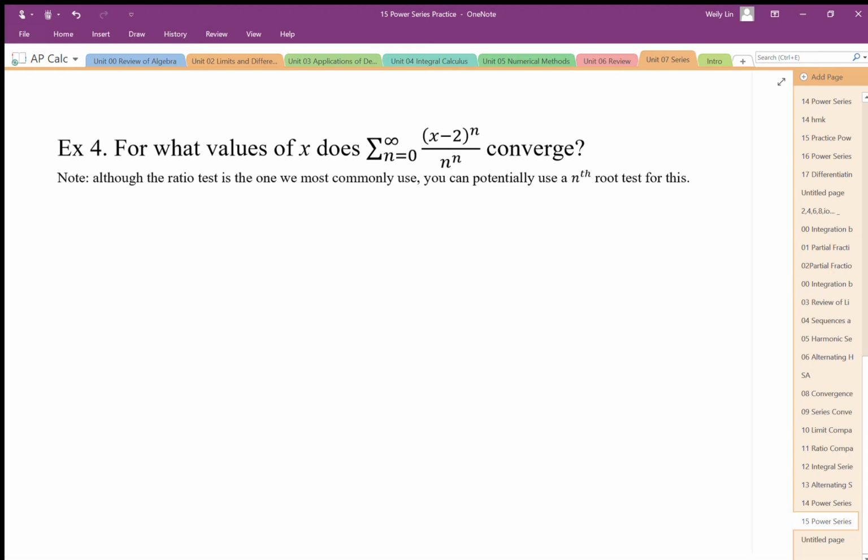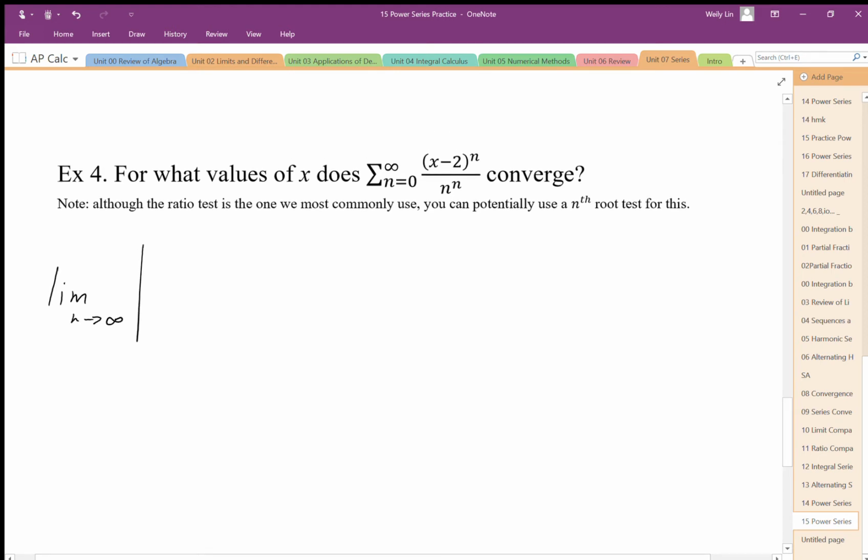Okay, so again, we want to set up our ratio test first. We want to figure out our radius of convergence, and then we want to test the endpoints to find the interval of convergence. So the limit as n approaches infinity, our ratio test is going to look like this. So (x minus 2) to the n plus 1 over (n plus 1) to the power n plus 1. In the denominator, we're going to end up with (x minus 2) to the n over n to the n, and we want to know where this ratio test is going to be less than 1.